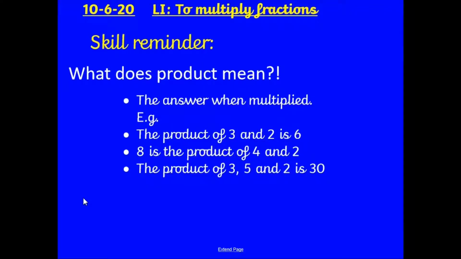8 is a product of 4 and 2 because 4 times 2 is 8. 2 times 4 is 8. And the product of 3, 5 and 2 is 30. 3 times 5 times 2 is 30. 2 times 5 times 3. 3 times 2 times 5. So the product means to multiply.